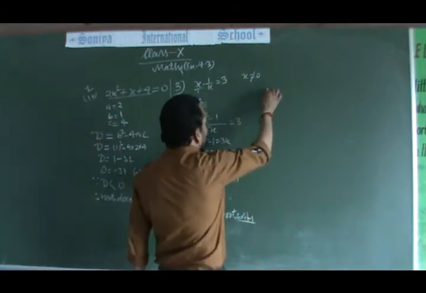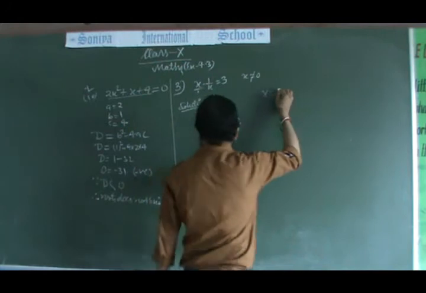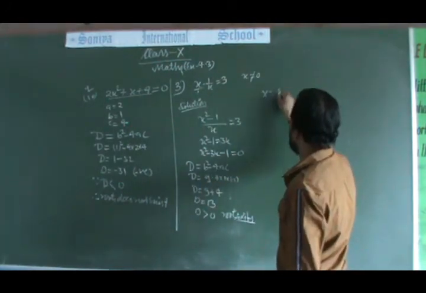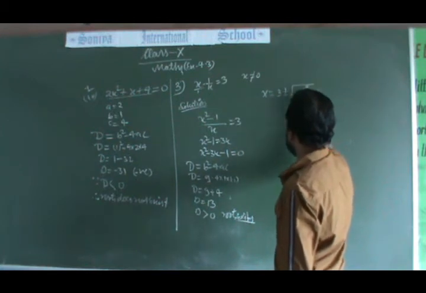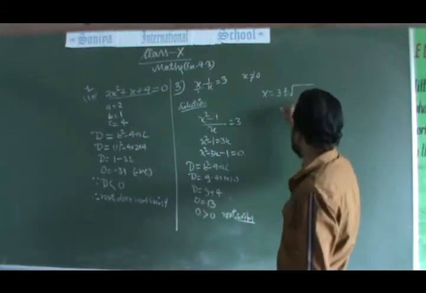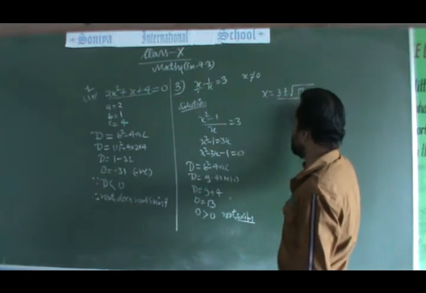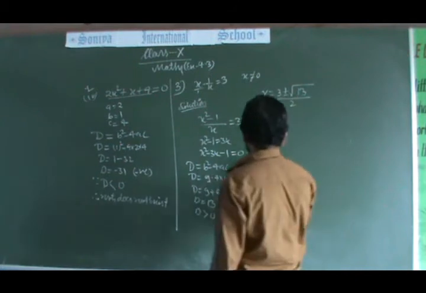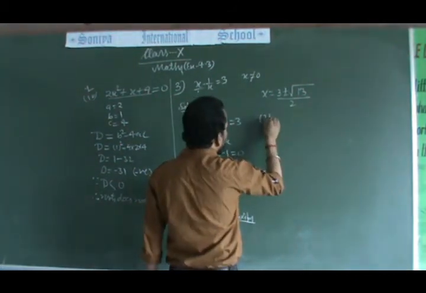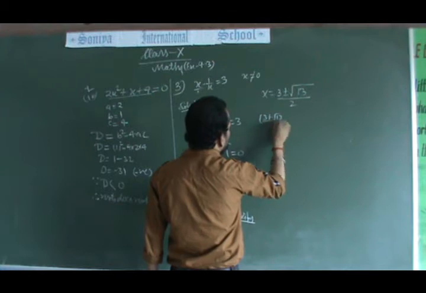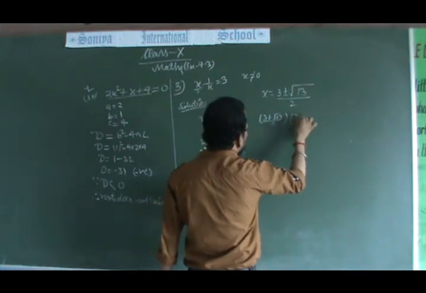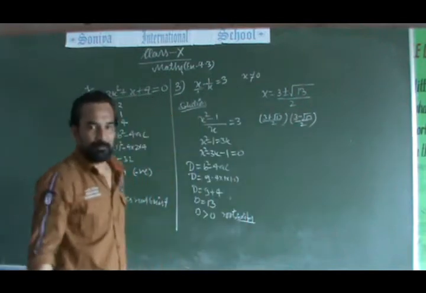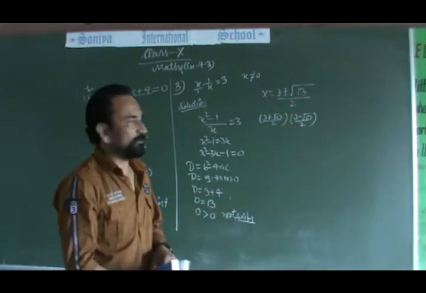Then you find the value of the roots. So x equals minus b, minus is already here, so plus 3, plus or minus root of D, what is D? 13. So root of 13 upon 2a. a equals 1. These are the two roots. The first one is (3 plus root 13) upon 2 and the second one is (3 minus root 13) upon 2. So let us check whether the answer is coming or not.